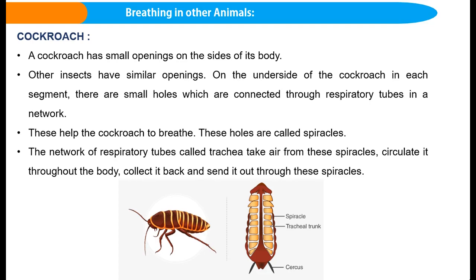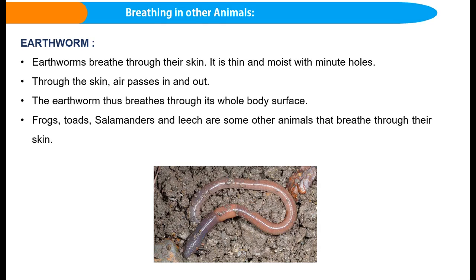They take the air from the spiracles, circulate it throughout the body, collect it back and send it out through the spiracles. So the air enters through the spiracles, the holes on either side of the body, and inside the trachea, the network system of tubes. The air goes through this network and is utilized by the body, and the carbon dioxide rich air comes out through the spiracles.